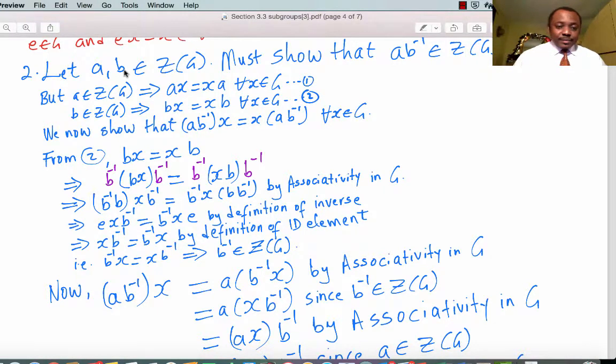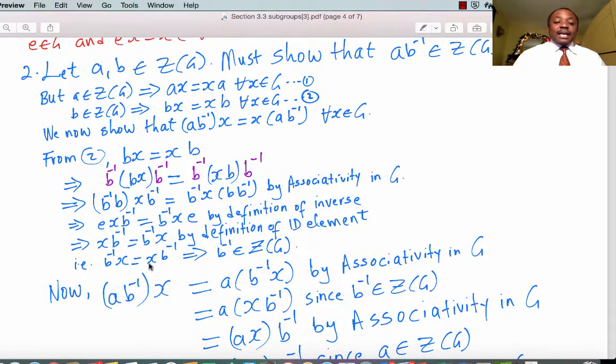So their inverses exist. Multiply from the left by B inverse and from the right by B inverse. Then we would have B inverse times BX, multiplied by B inverse, equals B inverse XB, B inverse. By associativity in the group G, since all these elements are also elements in G, we have B inverse BX times B inverse equals B inverse X times B inverse. But B inverse B is E, the identity, and B inverse is also E, the identity. And that simply implies XB inverse equals B inverse X. Or we can say B inverse X equals XB inverse.